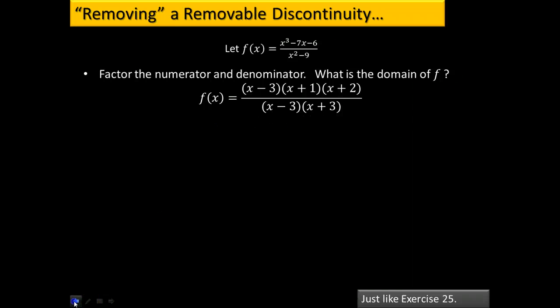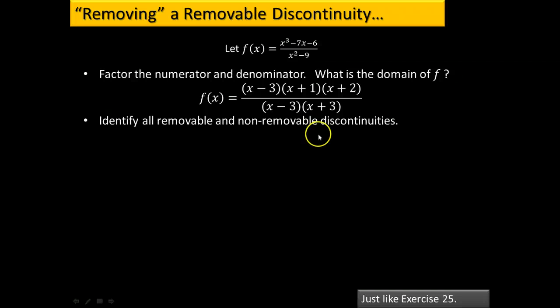There we go. There is our factored form: x minus 3 times x plus 1 times x plus 2, and then our denominator, of course, x squared minus 9 factors into x plus 3 and x minus 3. So for our domain, we know we can't have division by 0, so our domain is going to be all of our x values except 3 and negative 3.